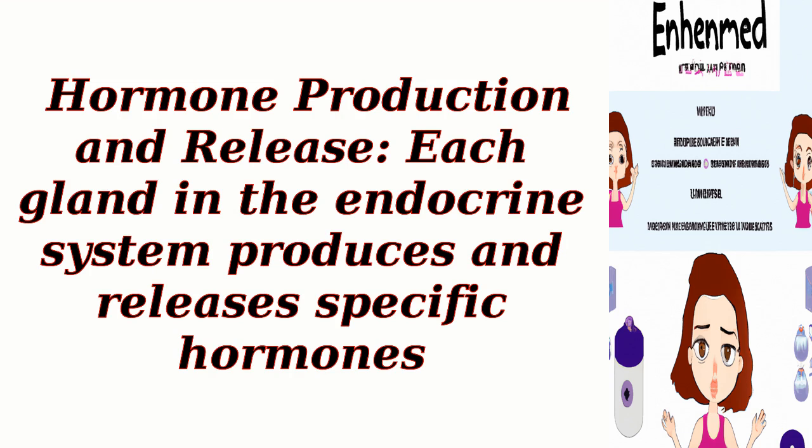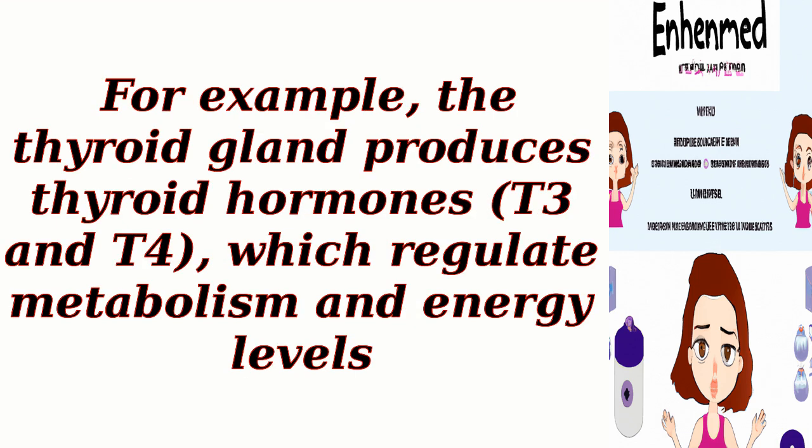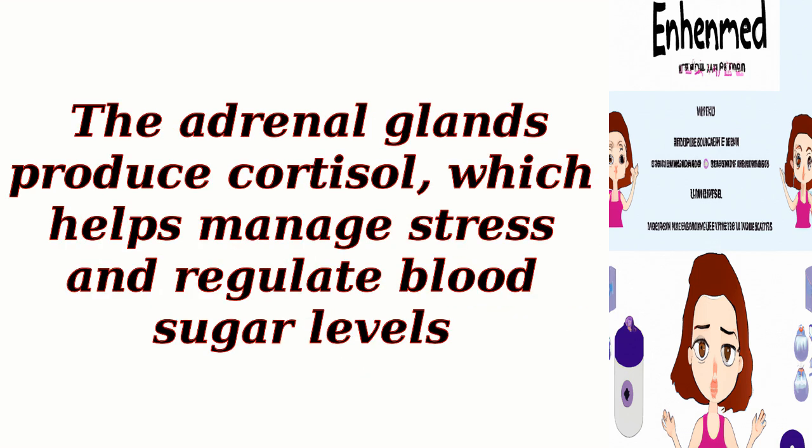Hormone production and release: each gland in the endocrine system produces and releases specific hormones. For example, the thyroid gland produces thyroid hormones, T3 and T4, which regulate metabolism and energy levels. The adrenal glands produce cortisol, which helps manage stress and regulate blood sugar levels.